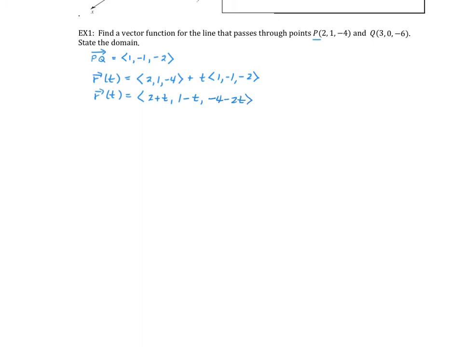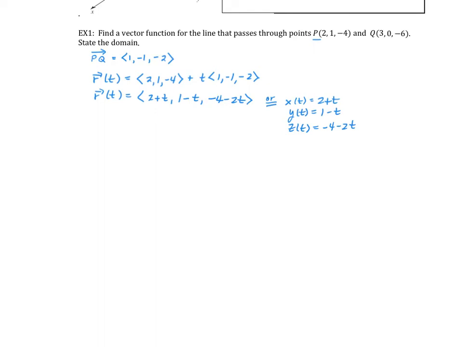So this would be my vector valued function, or I could simply write it parametrically as, maybe I'll put that off to the side. I could write that as x of t equal to 2 plus t, y of t equal to 1 minus t, and z of t equal to negative 4 minus 2t. So those are the two ways that we look at this.